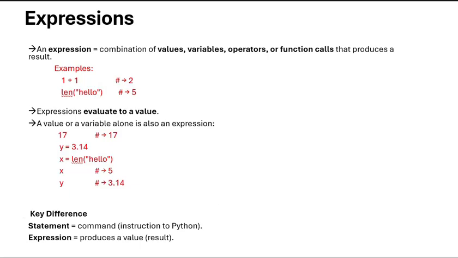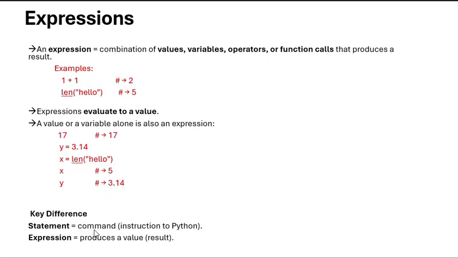Expressions evaluate to a value. And here, a value or a variable alone is also an expression. You can take a value or variable alone. These two are also called an expression. Let us see 17. It is also an expression. It is a value. y is equal to 3.14 and x is equal to len of hello. When you go to x, it will take the length of hello and print the 5. When you go to y, it will check 3.14 and print 3.14 in the output.